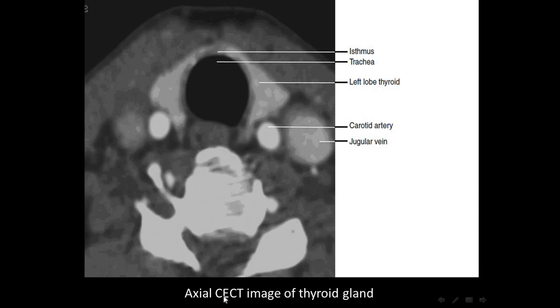What we have here is axial contrast enhanced CT image of the thyroid gland. So we see the carotid arteries filled with contrast agent, right? And then we see the thyroid gland which is enhancing. Why is it enhancing? Because it is hypervascular, as it is with most of the endocrine glands. Then this is the jugular vein.